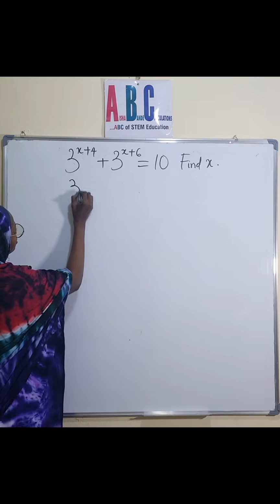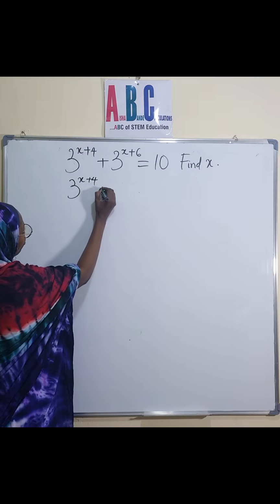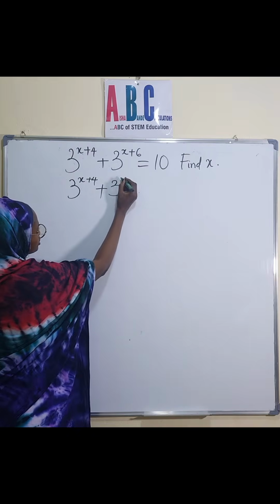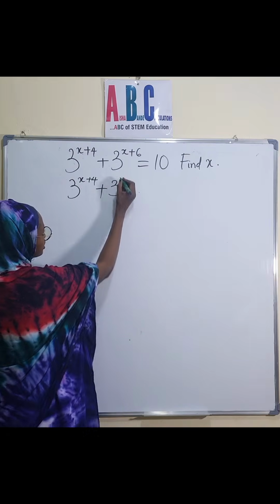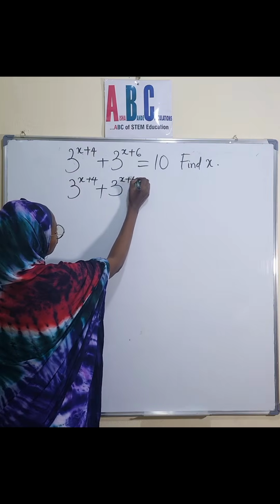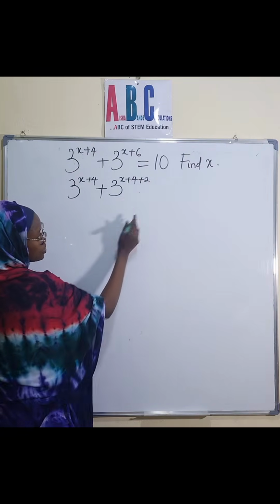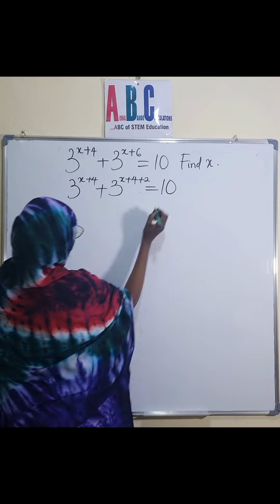Here we're going to have 3 to the power of x + 4 plus 3 to the power of x + 6. Breaking it down is the same thing as saying x + 4 + 2. Okay, this 4 plus 2 will give us this 6, right? So this is equal to 10.